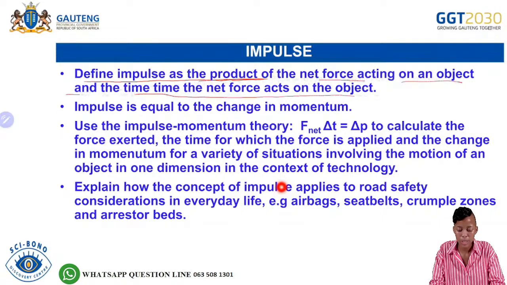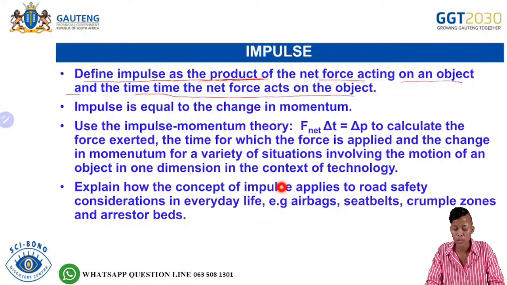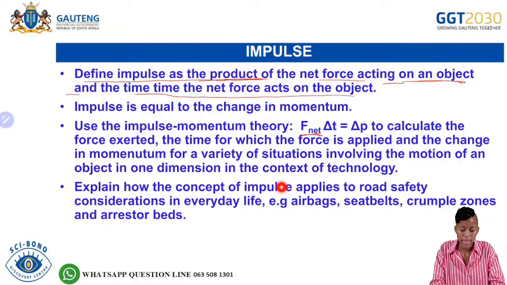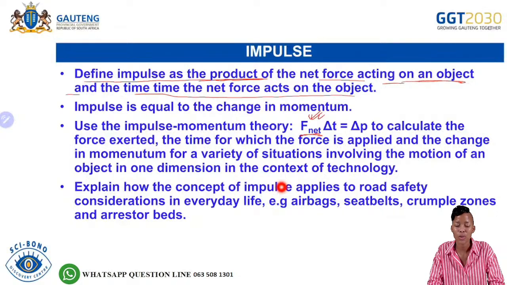So remember we said if we speak of a product mathematically, then we are speaking about multiplication. And then it says the product of what? Of the net force, so it is F net acting on an object, and the time. So the multiplication of the F net, the net force that is acting on an object, and the time the net force will act on the object.